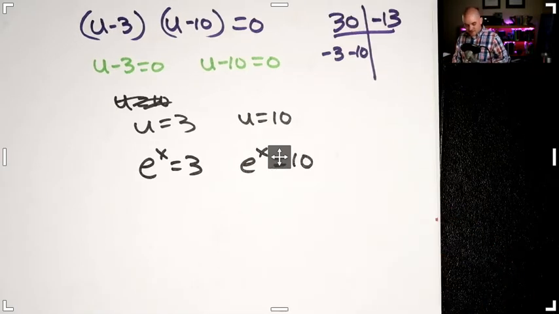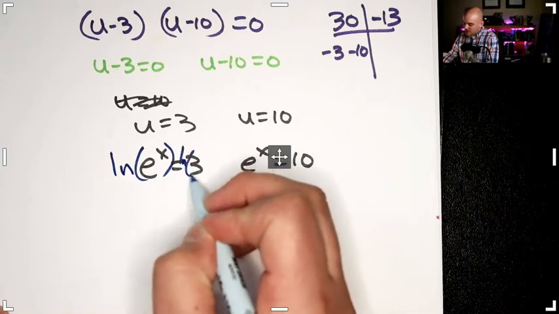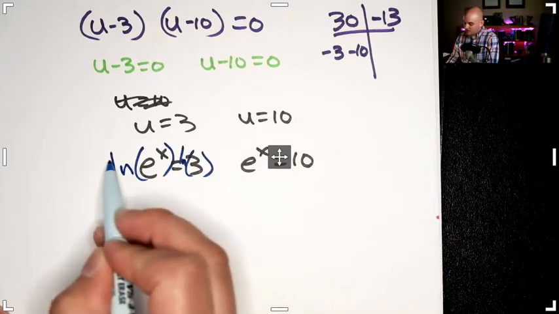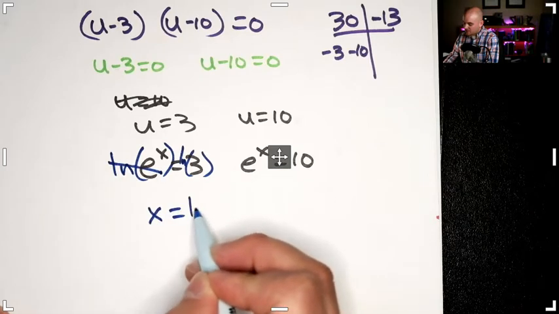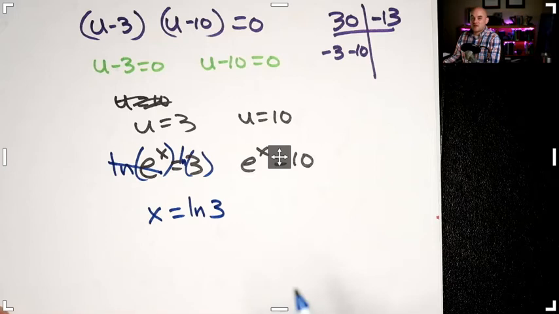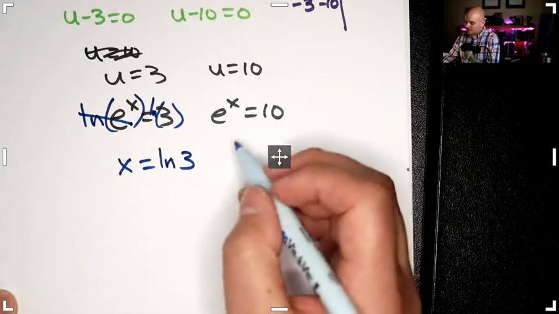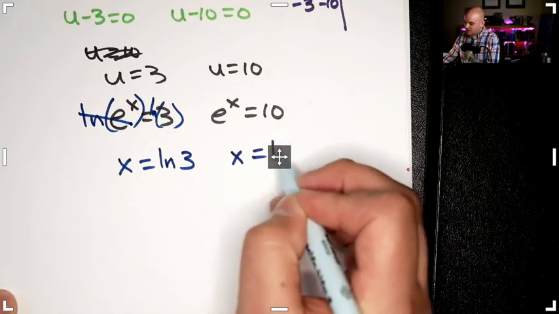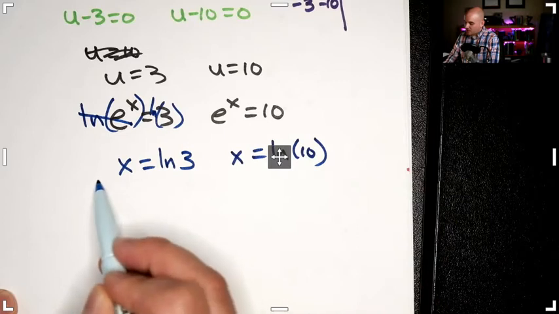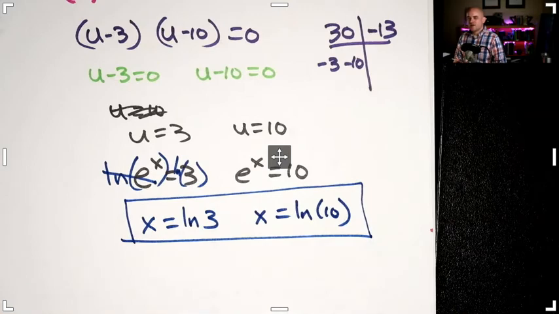And to get x by itself, I'm simply going to take the natural logarithm of both sides. So if I take the natural log of this side, I've also got to take the natural log of this side right here. Natural log and e cancel each other out. I get x is equal to the natural log of 3. I just want to check. I'm not taking the natural log of 0. I'm not taking the natural log of a negative number, so that all works out. I'm going to do the same thing over here. I take the natural log of both sides, and I will get x on the left side and the natural log of 10 on the right side. There's my answers there. Let's take a look at another one here.